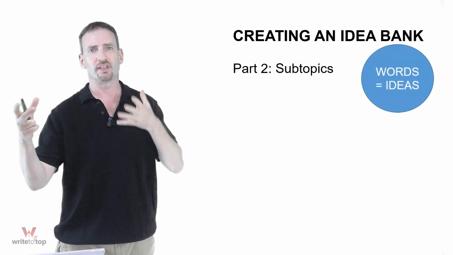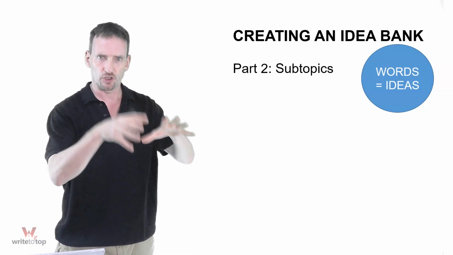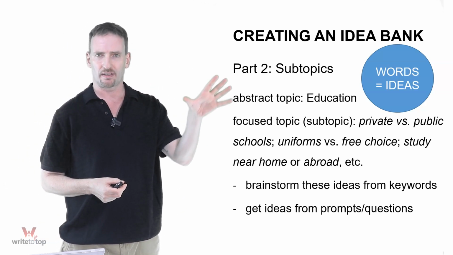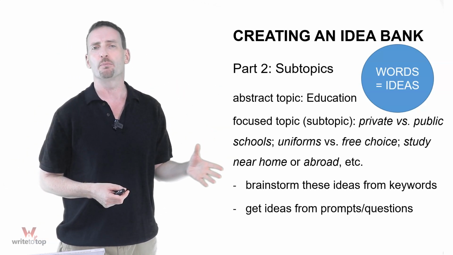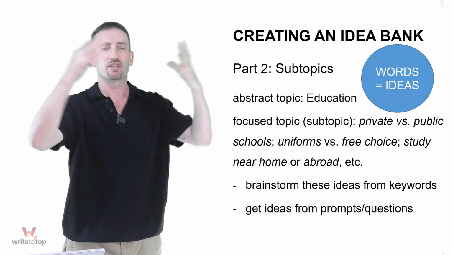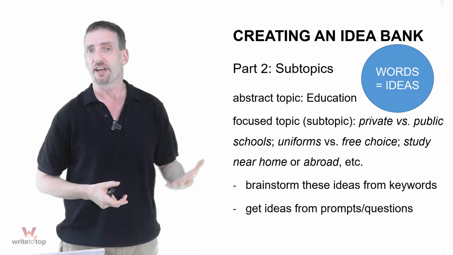So now we're going to have to take all of these words and put them into more focused looks at the topic itself. So we're going to think about the abstract topic, and then we're going to look at the more focused topic. So for example, education. Education is very abstract. There's nothing you can actually point at for education.